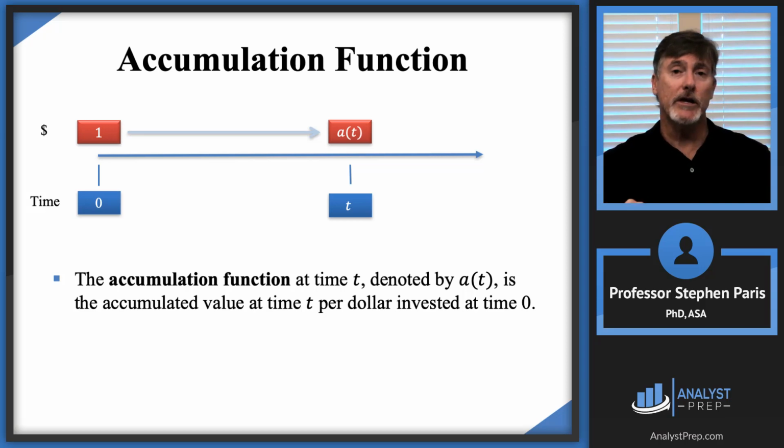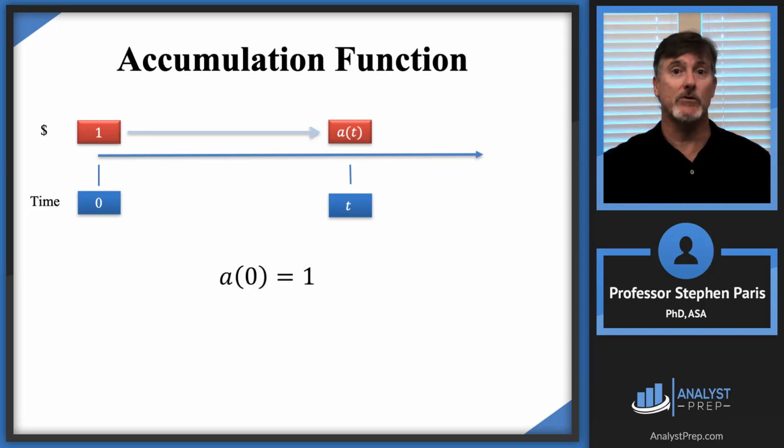In order for you to get a numeric value for a of t, I'm going to have to give you more information. The only thing that we can say about the function a of t right now is that we know that the value a of 0 is 1, because a of 0 is representing the accumulated value at time zero of a dollar invested at time zero. So of course that's 1. That's the only thing I can say about a of t at this point.